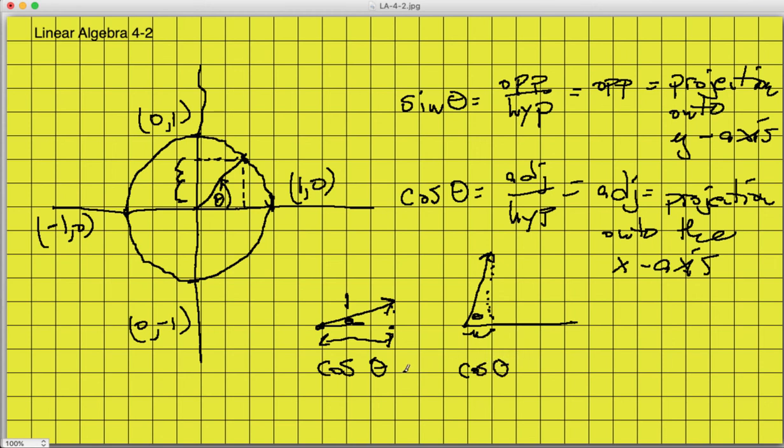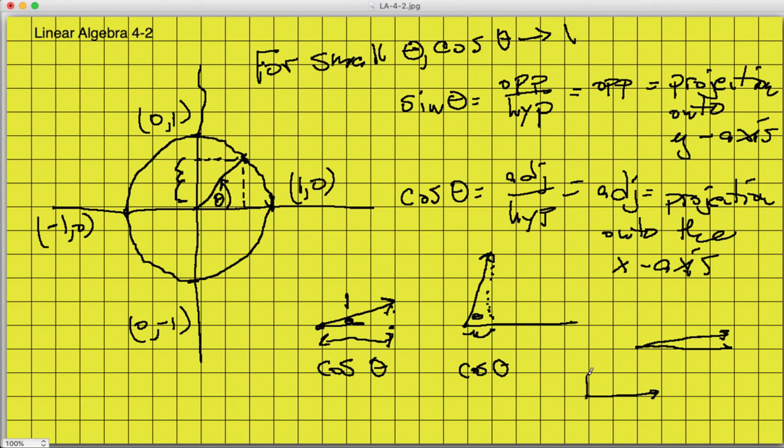So there are a couple of things that you should keep in mind here. Suppose theta is very small. If theta is very small, that means I'm going to have something like that. And you can see that as theta is very small, the projection onto here is going to be close to 1. So basically, I want to make the following statement: for small theta, cosine theta approaches 1.